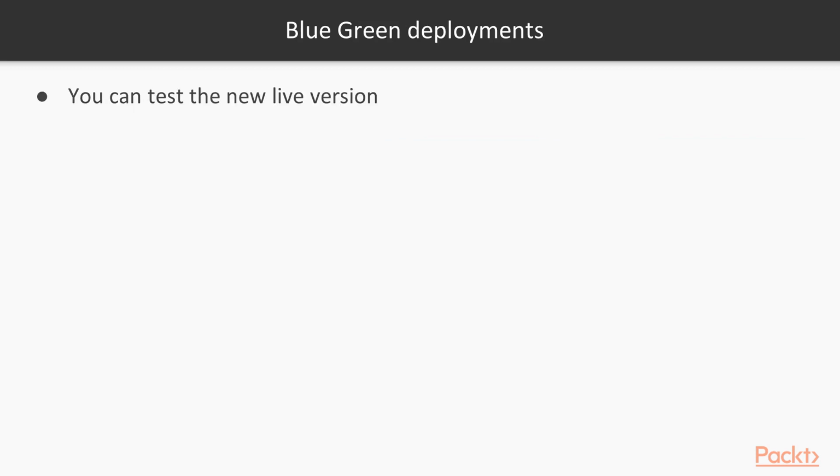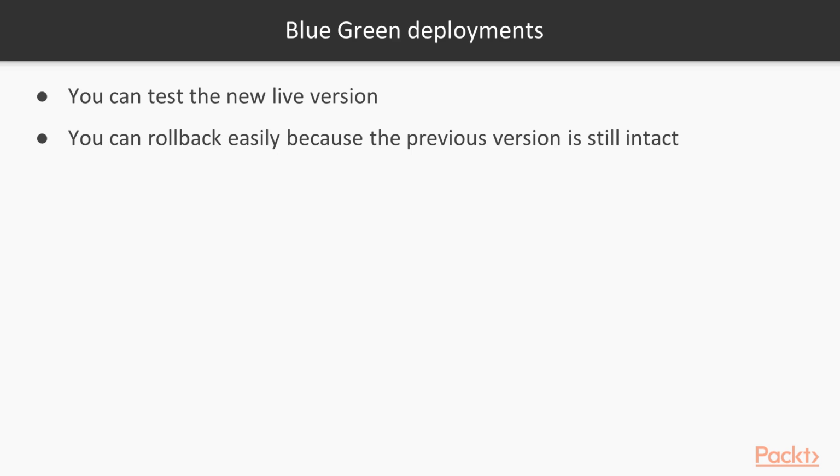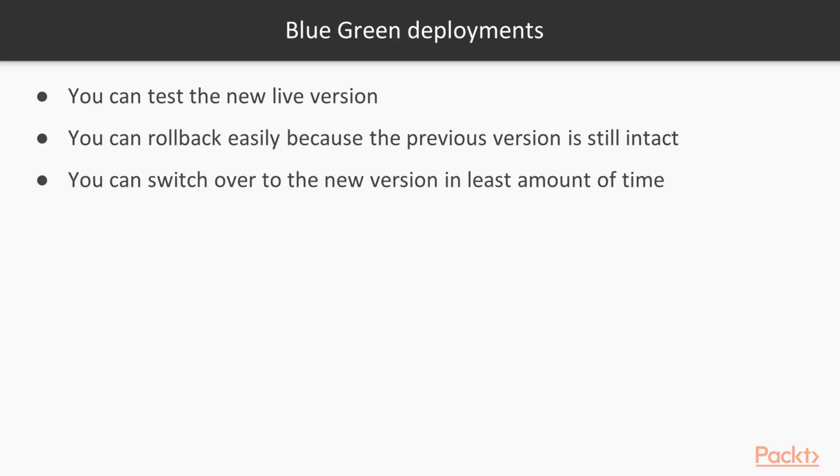So what are the advantages? Well, one of them is that you can test the new live version as it is running side by side with the current production version of your application. You can roll back very easily because you still have the older version there. It's live, it's in place. So you can just do a quick switchover to the older version. This switchover can be done in the least amount of time.